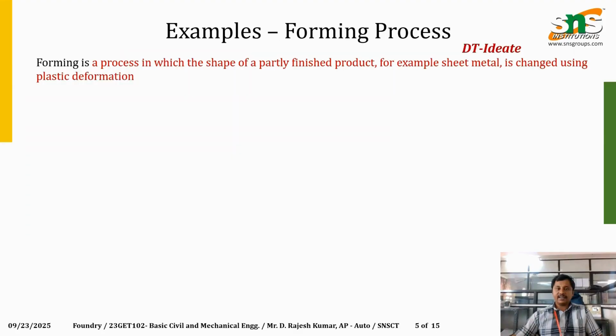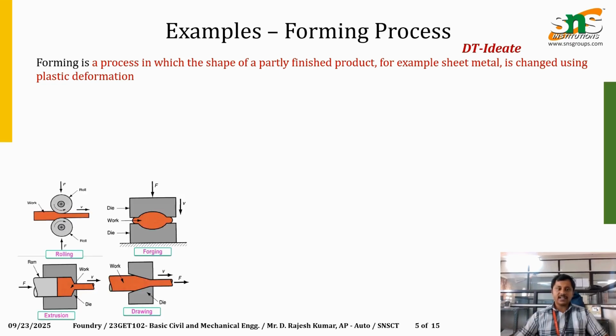So the next thing, let us move on to the example of a manufacturing process. Here you can see forming. Forming is one of the best examples of the manufacturing process, because in forming you can see day-to-day life we have different applications. The first application of forming I will tell you. You can see here the different classifications of metal forming process: rolling, forging, extrusion, and drawing.